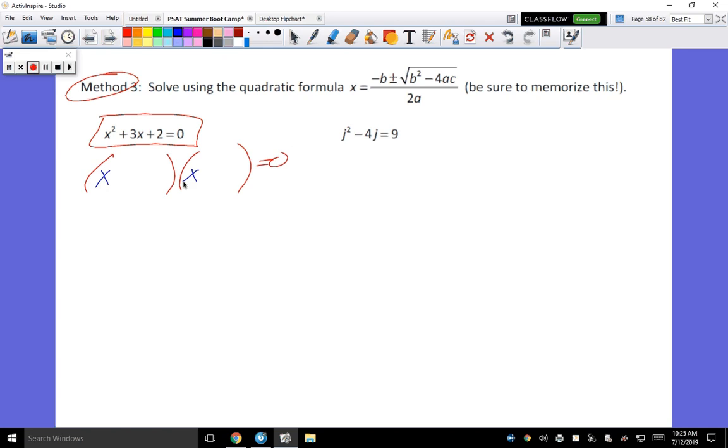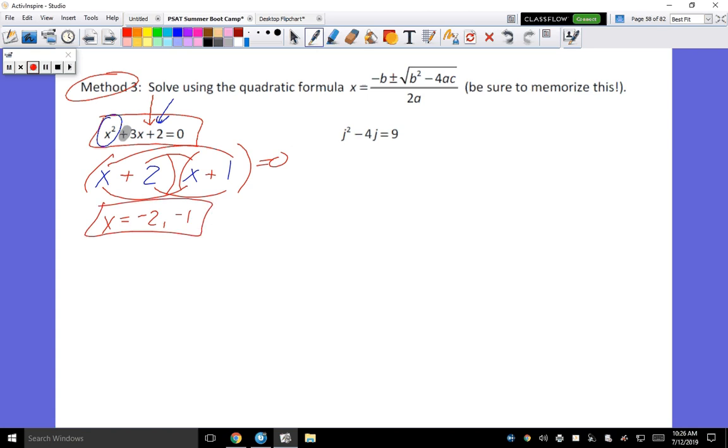X and x will produce x squared. What numbers produce 2? 2 and 1. Now, I know that 2 and 1 will multiply to get a positive, so they're either both positive or they're both negative. Because of this, what will they both be? Positive. So here we go. This is going to be x squared. 1 and 2 give you 3, and this did work out. So the answers are x is equal to negative 2 and negative 1.